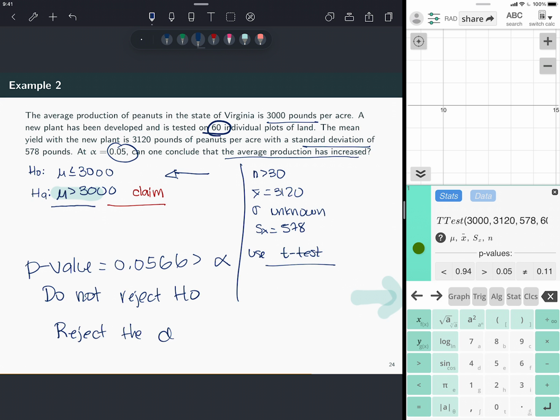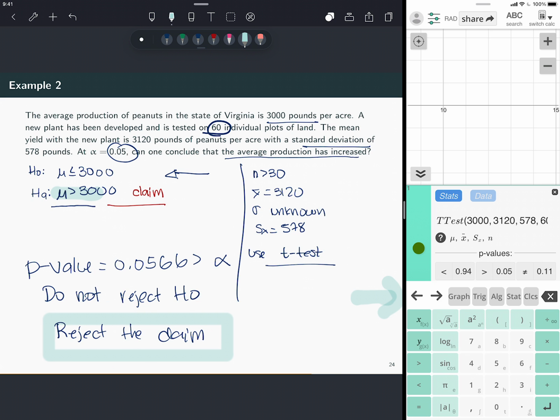So we don't have evidence to support the claim that average production has increased. My final conclusion is this box down here is probably right: reject the claim that the average yield has increased.